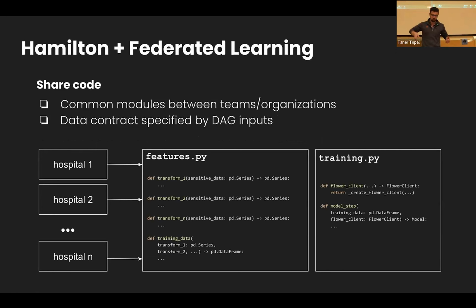And then you've got the training side, which just does some Flower stuff. I hand waved this a bit, but I've been toying around with Flower, and I'm pretty excited about the ways that it could work together. Then each hospital is using the same thing here, and you've got this data contract specified by the DAG inputs. So they all take in something that I called, a bit on the nose, sensitive data.